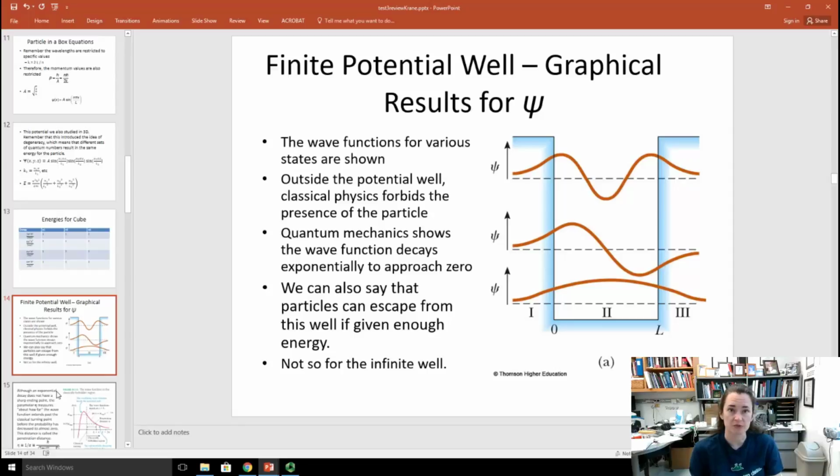It also means that for the finite square well, the particle can actually escape. If the particle is bound with some energy E, and you give it enough energy so that its energy exceeds the barrier of the well, then it can escape the well and be a free particle.